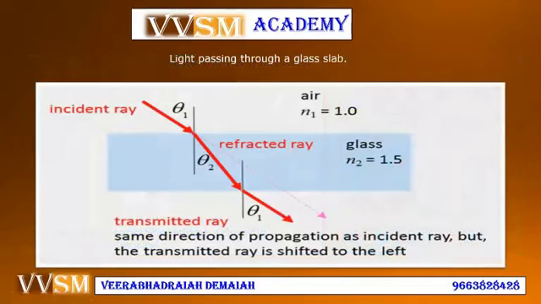See, the incident ray makes angle theta 1 and the refracted ray makes theta 2. This is air, that is a rarer medium, n1 is equal to 1.0, and this is a rectangular glass slab or any optical medium which is a denser medium. For example, glass n2, that is refractive index is 1.5. The incident ray starts from the rarer medium and enters into the denser medium, and this is the transmitted ray, in the same direction of propagation as the incident ray.